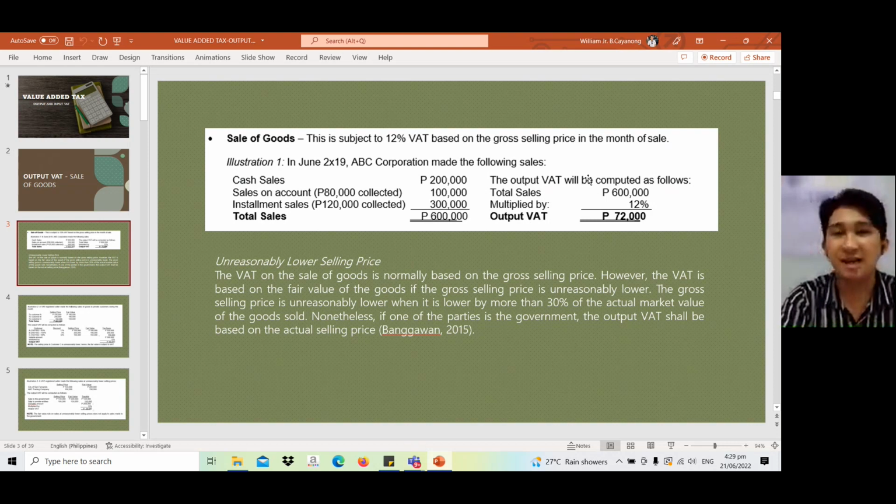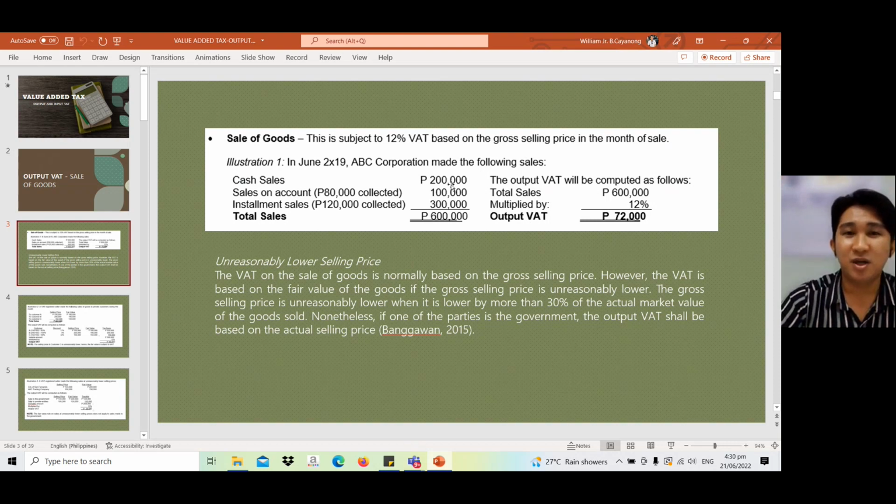Based on the guidelines, 12% VAT po tayo based on the gross selling price. Wala naman pong sinabi na dapat it must be collected for it to be charged 12% VAT. So the sales, whether cash sales or sales on account, will be considered in the computation of our output VAT. If I may give a short background of output VAT, as you have learned on the previous topics, output VAT, ito po yung VAT upon selling your goods and upon rendering your services to your customers.